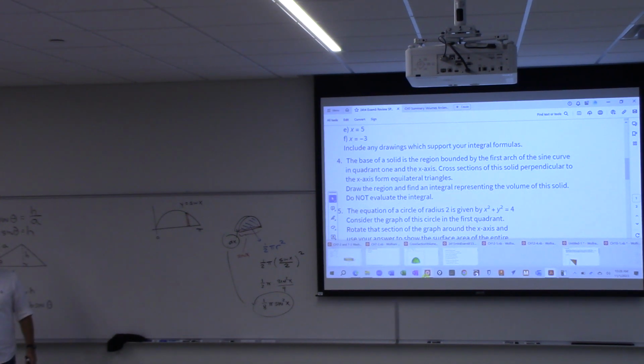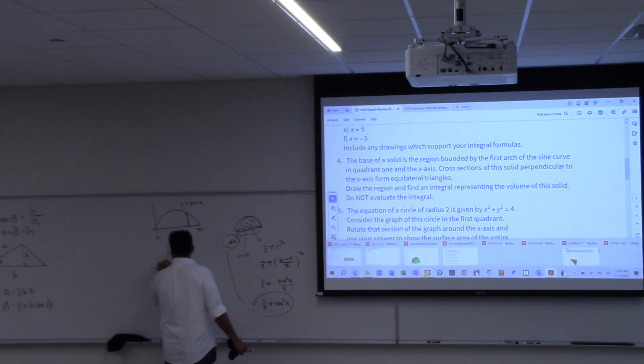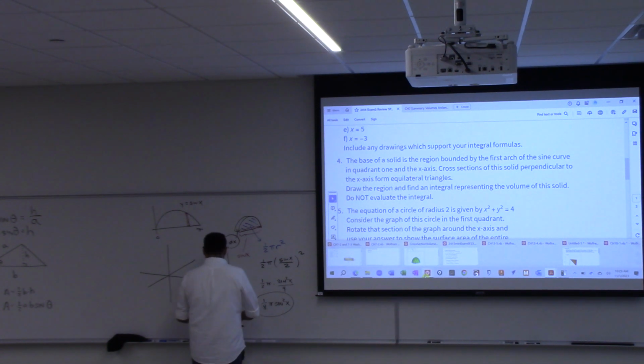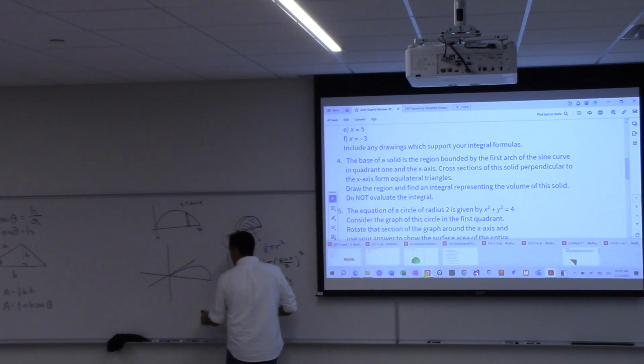Could you draw it the way you drew the 3D triangle? Yeah, I'll do the 3D one. So I have my arc of sine here. And then I come through with my slice. I'll do it in red. My slice is parallel to the y-axis there. And then I have my little semicircle that comes up and goes like that. And that's what all my little circles look like.